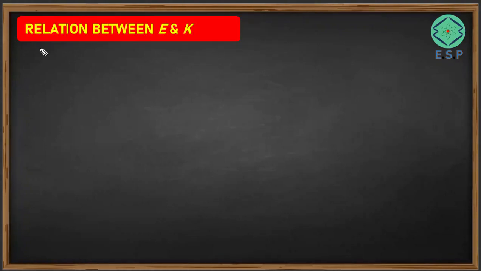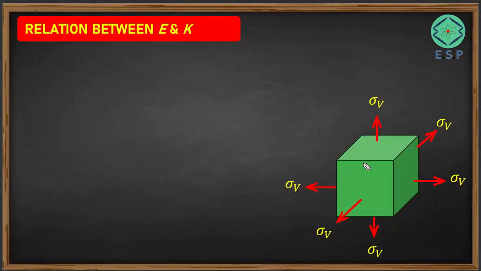Friends, let's find the relationship between Young's modulus and bulk modulus. So E stands for Young's modulus and K stands for bulk modulus. To find the relationship between E and K, we are going to consider a square block. This square block is subjected to uniform stresses in X, Y and Z direction.